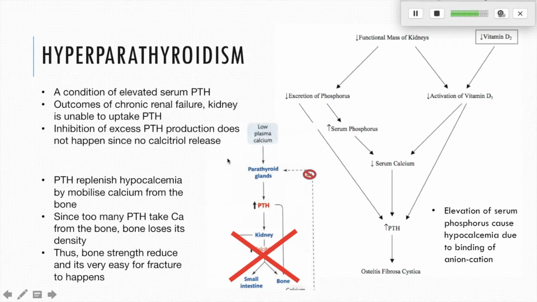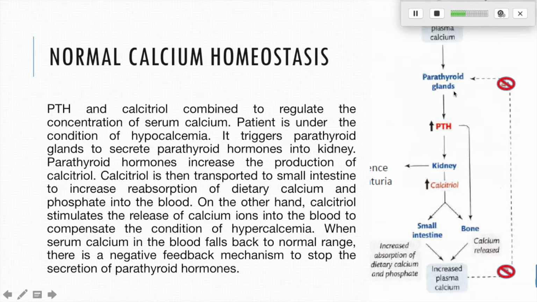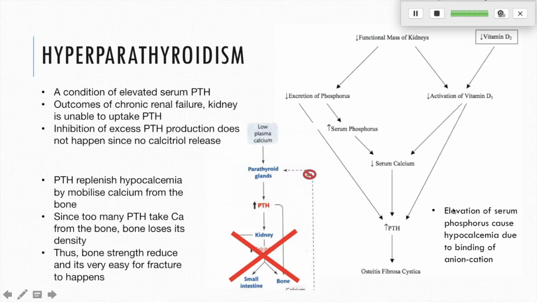Okay, so next I'm going to explain about hyperparathyroidism. Hyperparathyroidism is basically a condition of elevated serum PTH, and this is due to the outcome of the chronic renal failure, because now the kidney is unable to uptake the PTH. In the normal calcium homeostasis pathway, the PTH will be taken up by the kidney to secrete calcitriol, which is going to be involved in restoring the calcium. So because now the patient has chronic renal failure, all of the pathway here will be blocked.